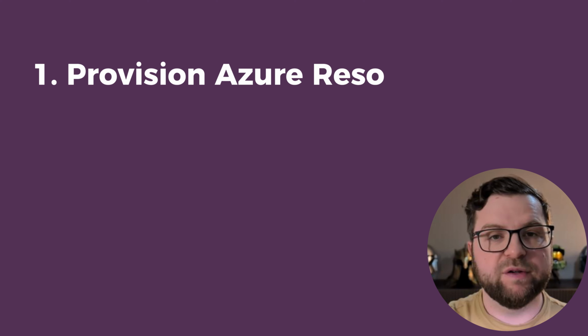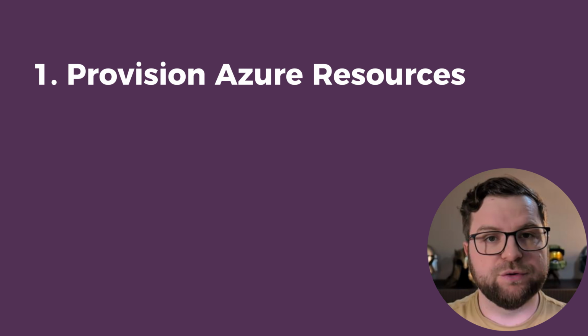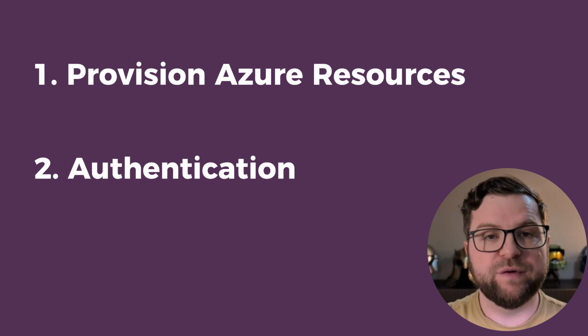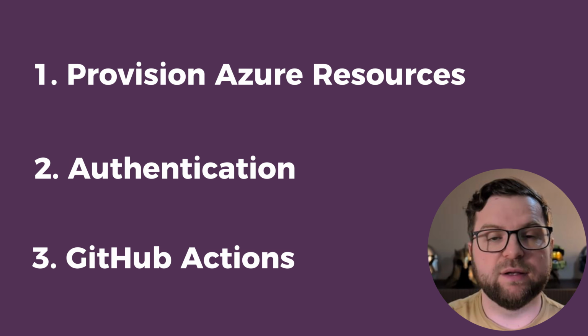This video is broken down into 3 stages. First, we're going to set up all of the resources needed in Azure. Second, we're going to authenticate GitHub Actions with Azure. And then finally, we're going to create the delivery pipeline using GitHub Actions.